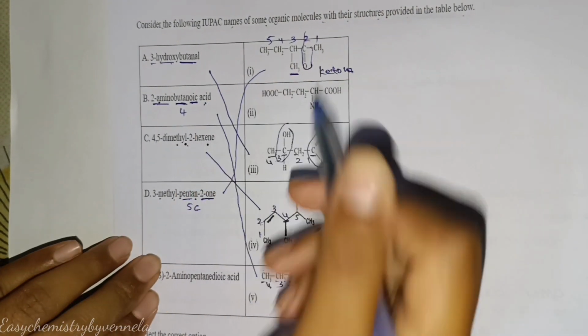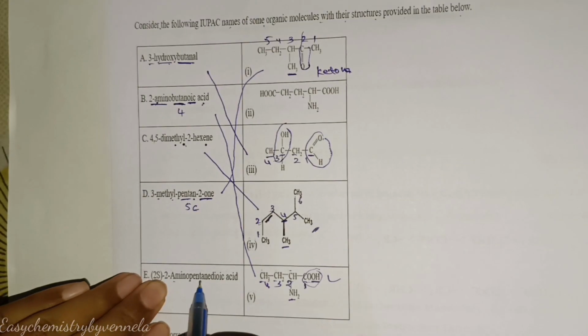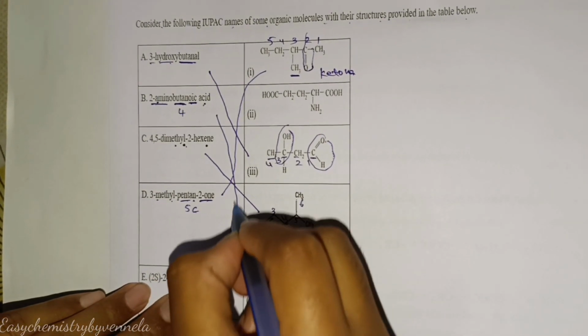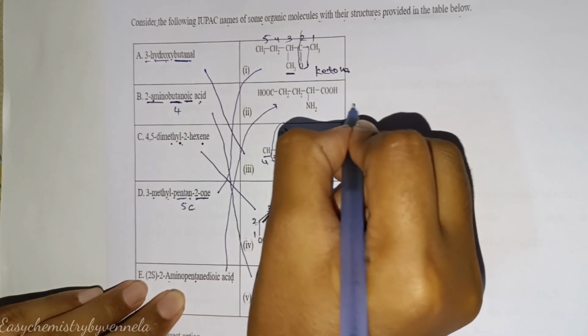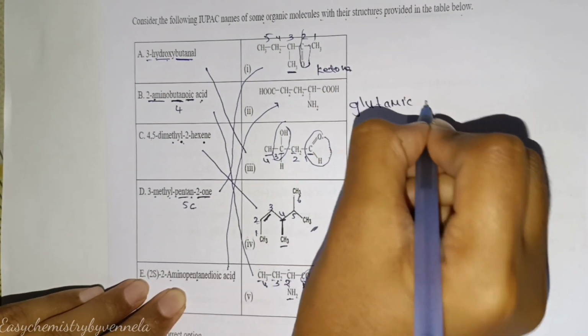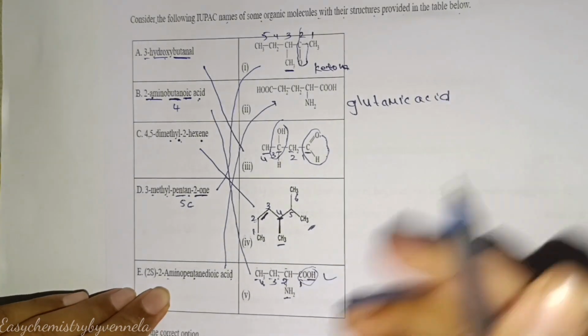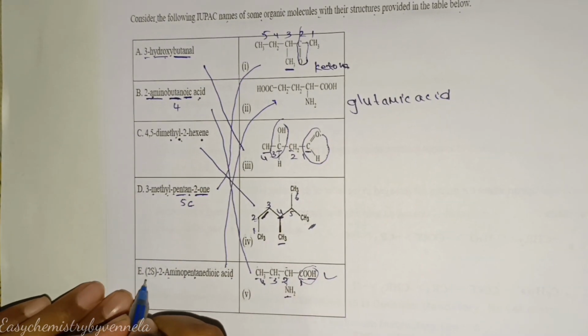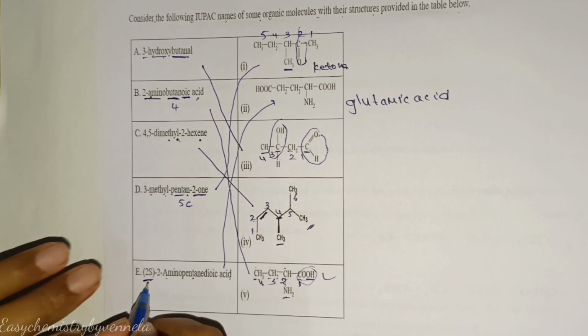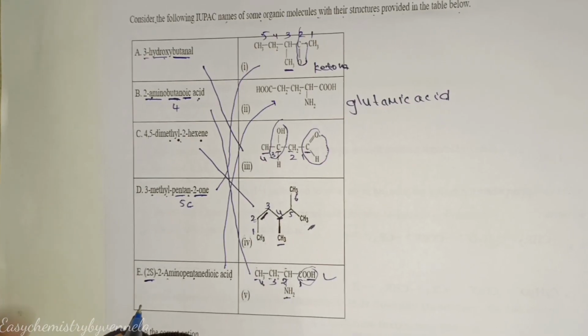Next, 2 amino pentadioic acid. So finally this one. This is glutamic acid. Here RS configuration they mention. RS configuration is a separate topic. I will explain in upcoming topics. So correct option is the first one.